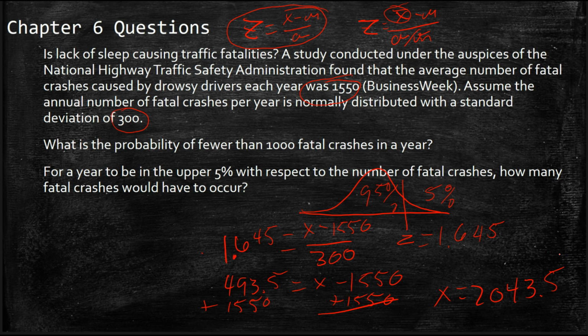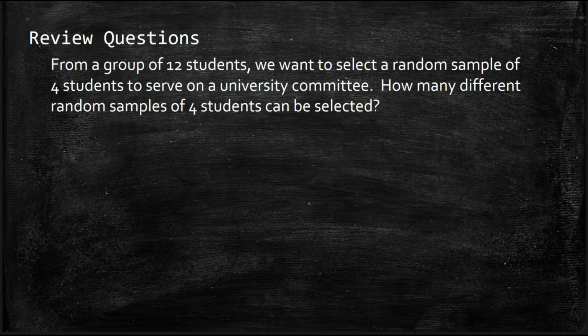Okay. So again, just a review from chapter 6, but hopefully that helps everyone. Okay, another review question. From a group of 12 students, we want to select a random sample of 4 students to serve on a university committee. How many different random samples of 4 students can be selected? So first question becomes, does the order matter? And so I want you to figure that out, pause it, and try to solve this out.